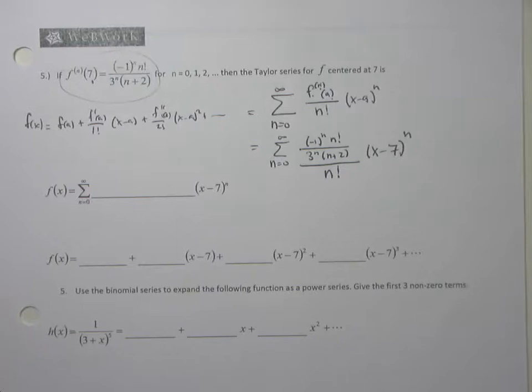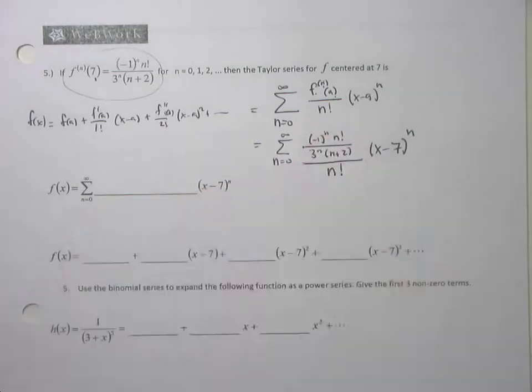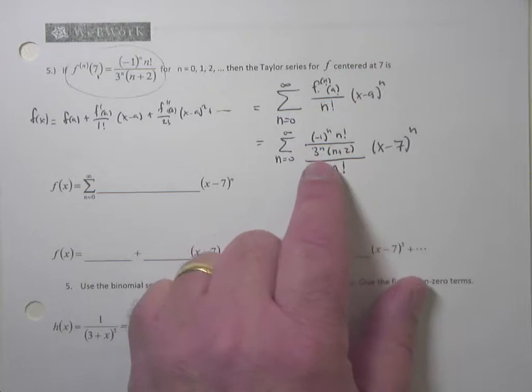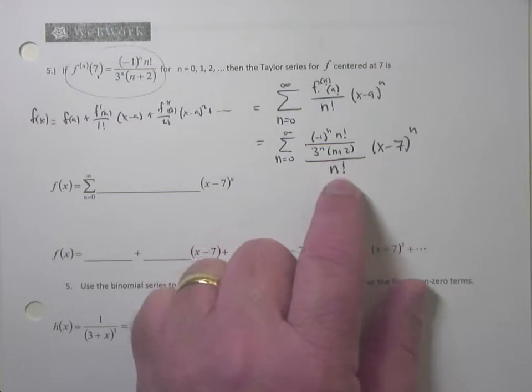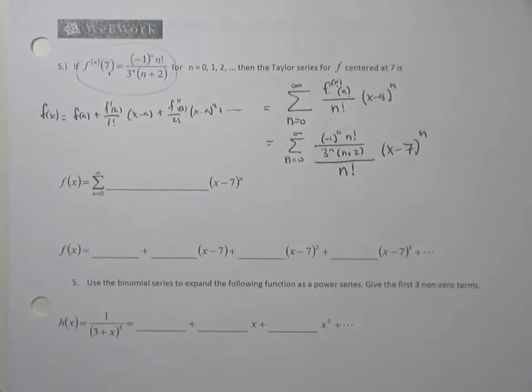Now, you're supposed to clean it up. So they gave you the numerator part of your formula, but you need to clean up the coefficient. Look at it. I got negative 1 to the n times n factorial divided by 3 to the n times n plus 2, divided by n factorial. What cancels?